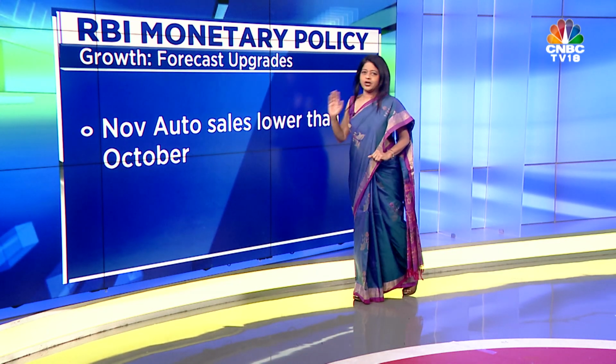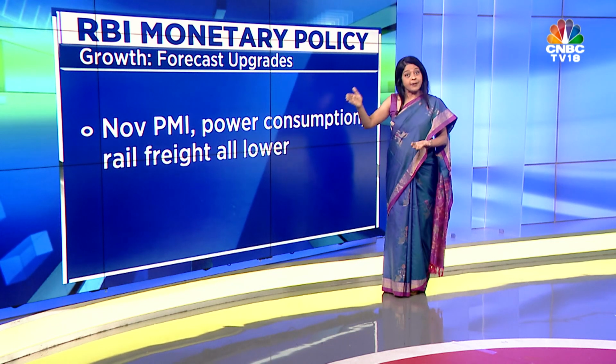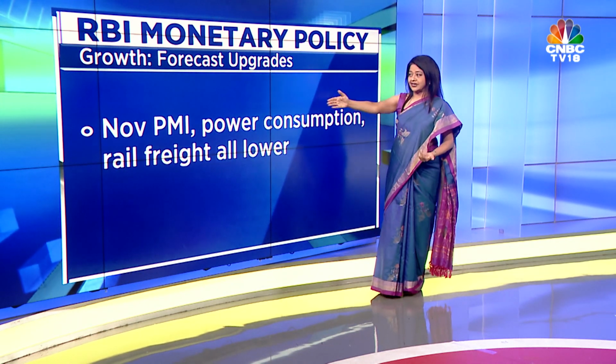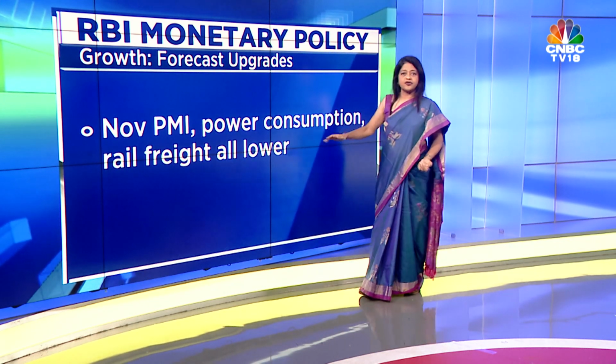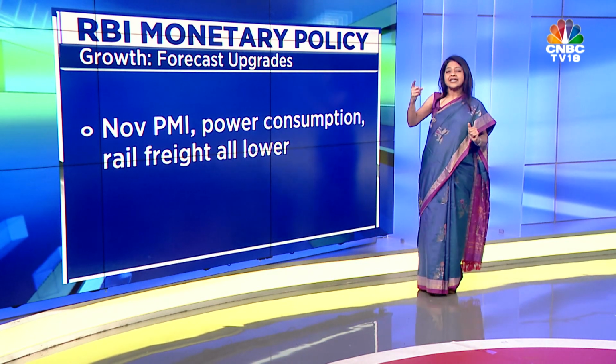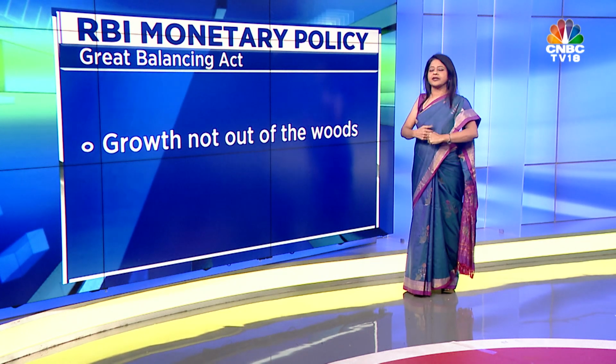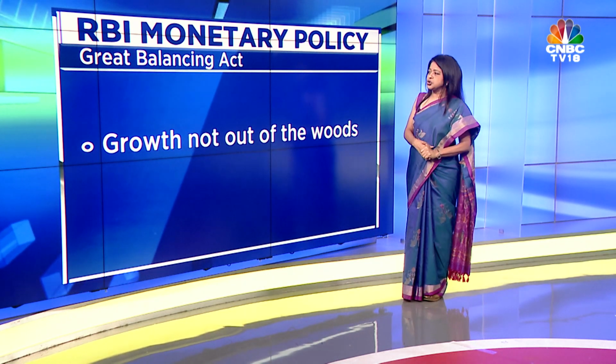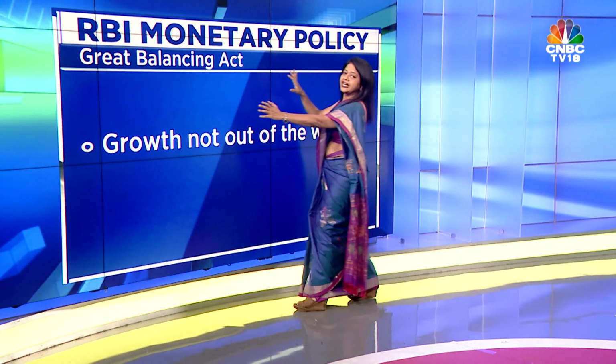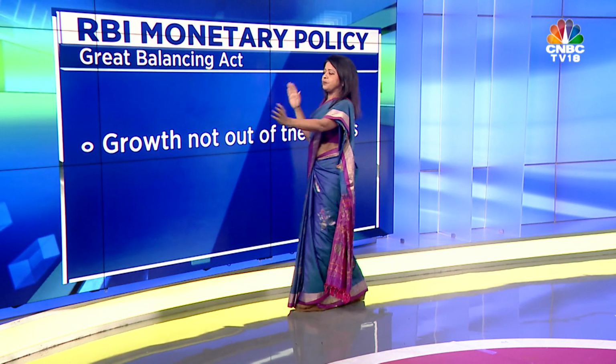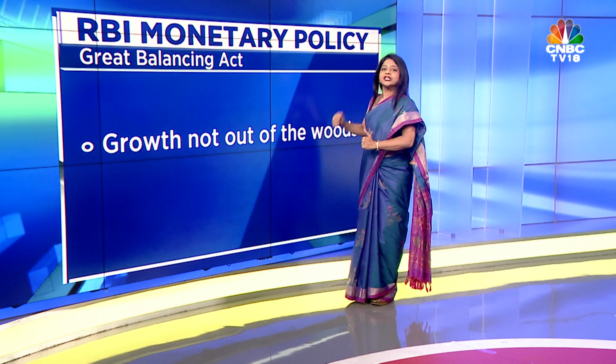November auto sales, not as good as October. November PMI, not as good as October. In fact, that's a 3-month low. Power consumption, rail freight, so many are not as good. So the point is you can't extrapolate the second quarter growth very easily into Q3 and Q4. Hence the great balancing act. The RBI has to balance growth as well as inflation.